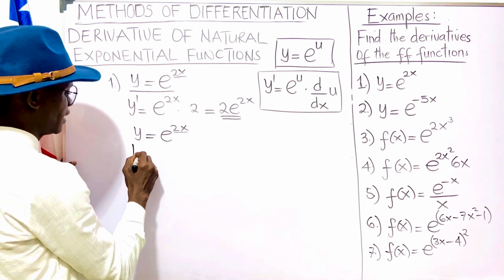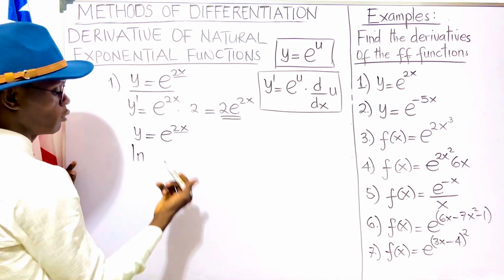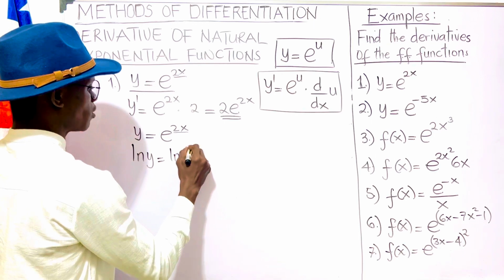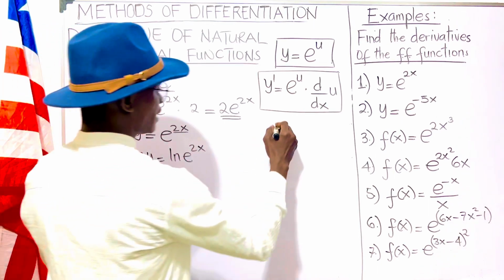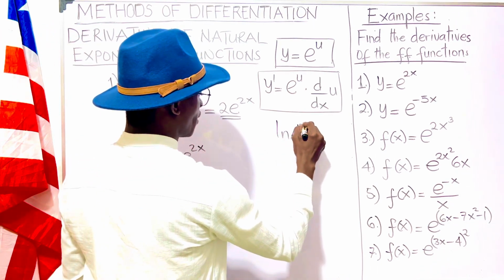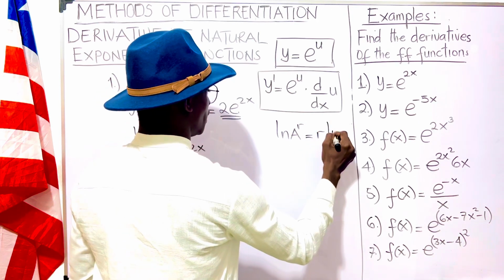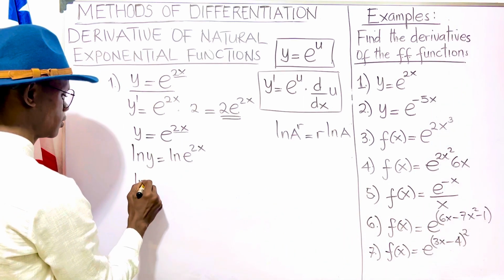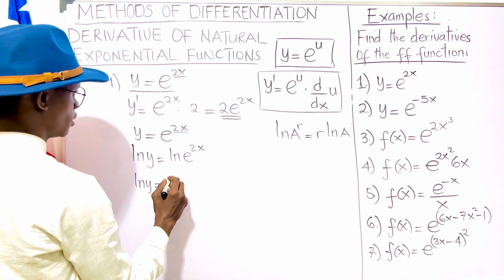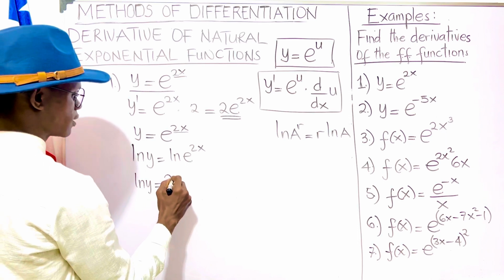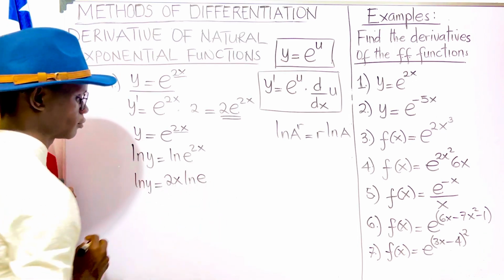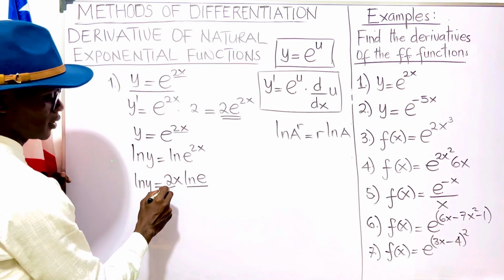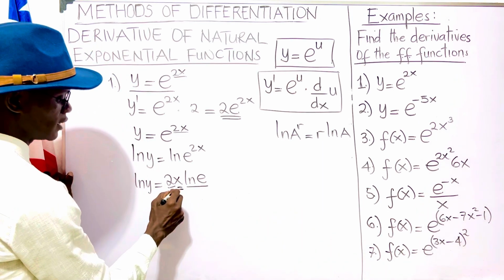So we can take the ln on both sides. You can also take log on both sides. ln of y equals ln of e raised to the power 2x. We know that ln of a raised to the power r equals r ln of a. So this 2x can come downward, so it will be 2x ln of e. Remember, ln of e and 2 are constants. The only variable here is x.